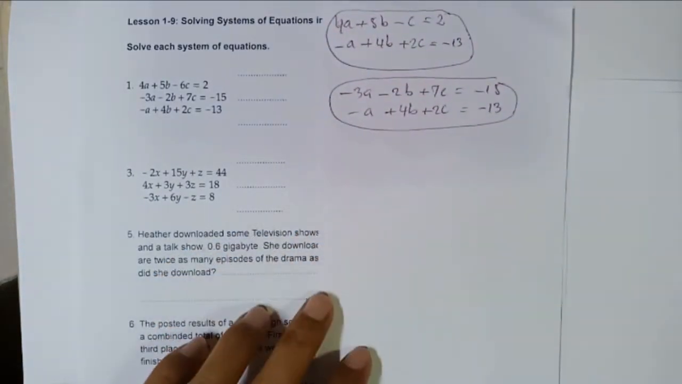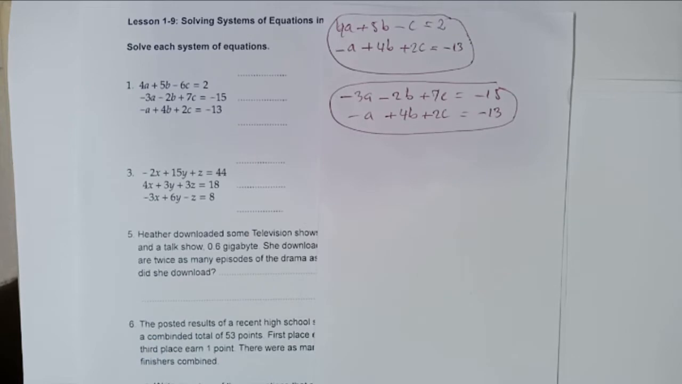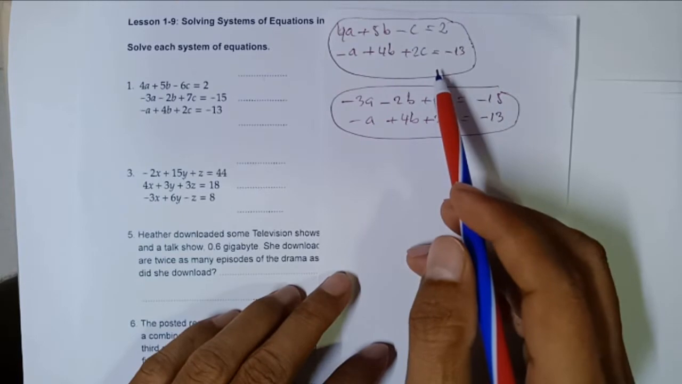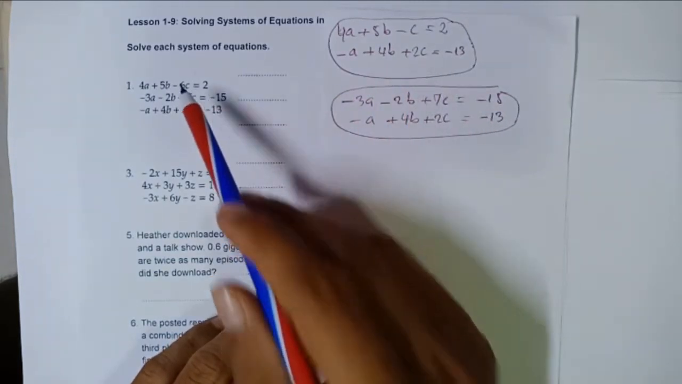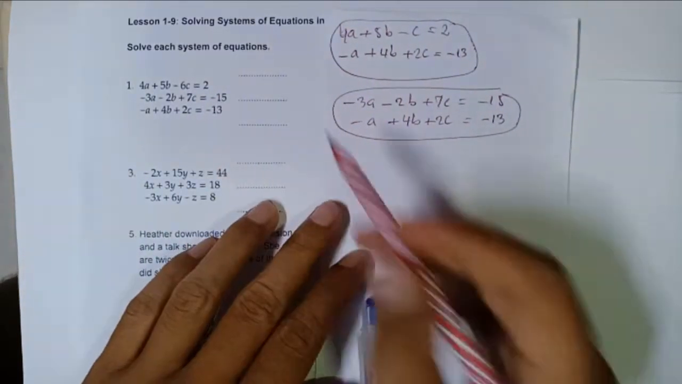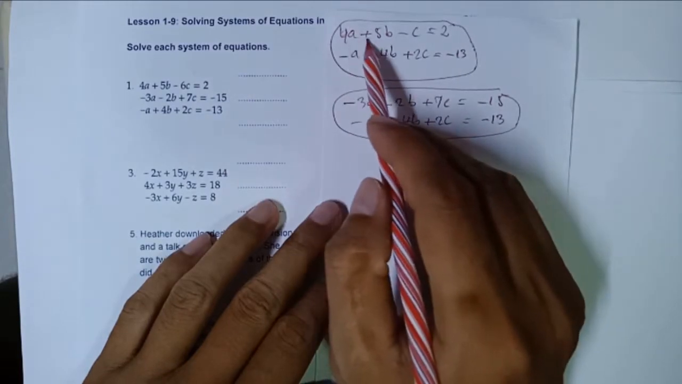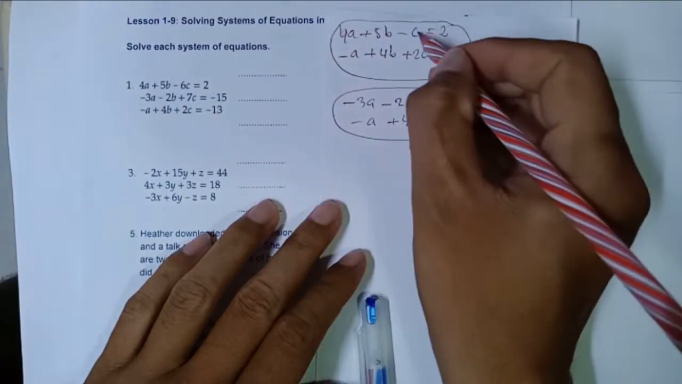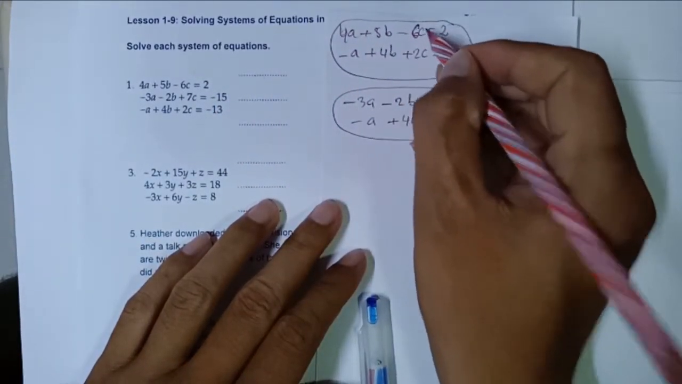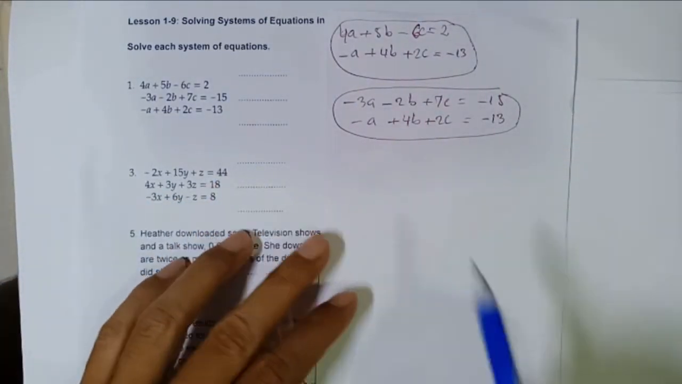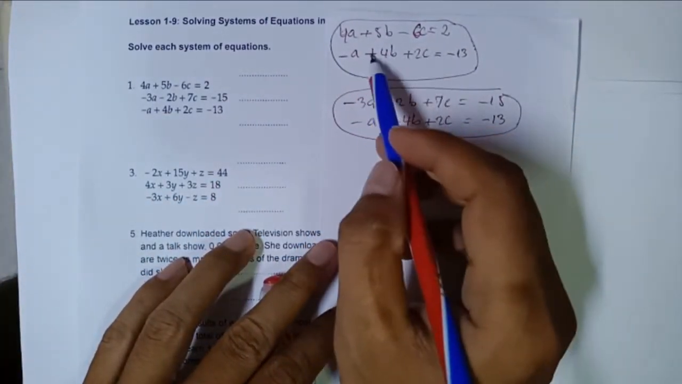Now, once you group these equations together, you have to decide which one you want to eliminate first. Is it A, is it B, or is it C? Now, in this particular case, I think I missed one. It's supposed to be 4A plus 5B minus 6C, sorry. So in this particular case, I'm going to eliminate A first.